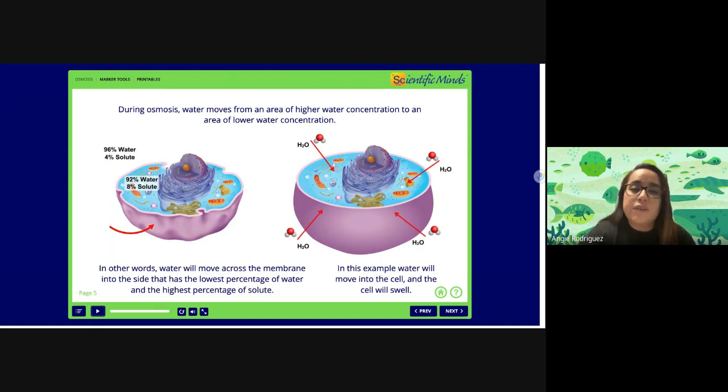And again, for example here, since I have more water on the outside of the cell, in order for it to even out, in order for them to achieve homeostasis, that means maintaining a balance, or they might call it an equilibrium, the extra water that I have on the outside of the cell needs to come into the inside of the cell so that it can be balanced out or reach that equilibrium or that homeostasis. Okay, let's keep going.